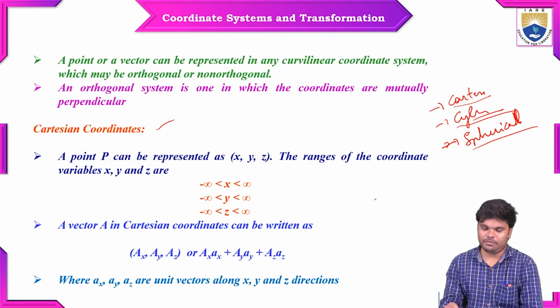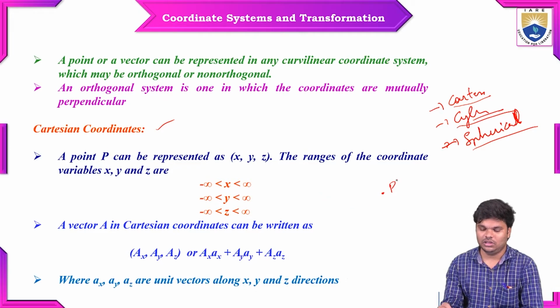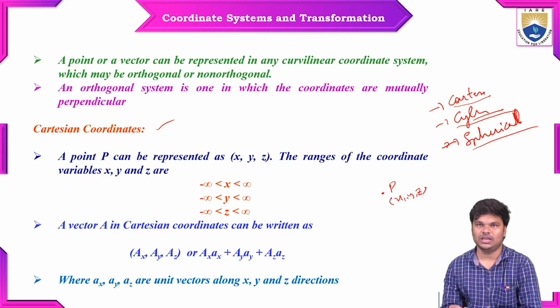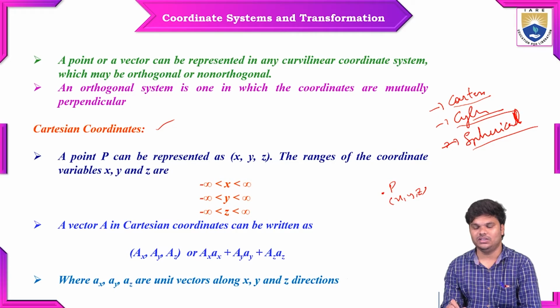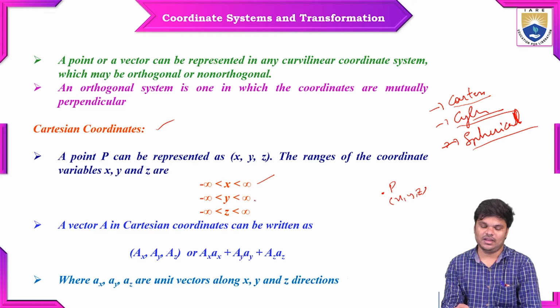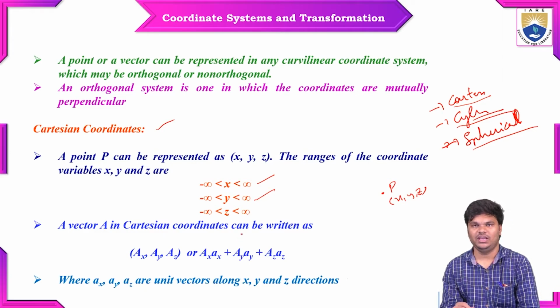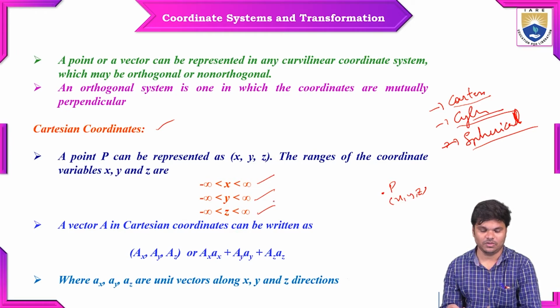If I have a point P in space, then according to the Cartesian coordinate system, its coordinates are x, y, and z. And what are the ranges of x, y, and z? x can be any value between minus infinity and infinity, y can be any value between minus infinity and infinity, and z can be any value between minus infinity and plus infinity.